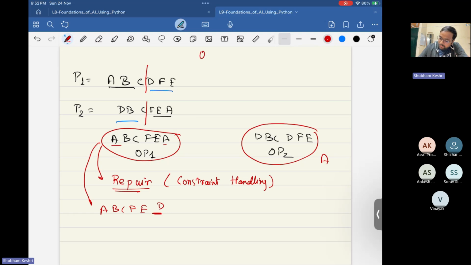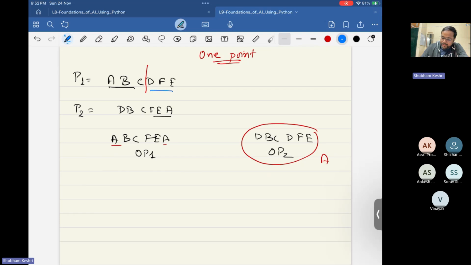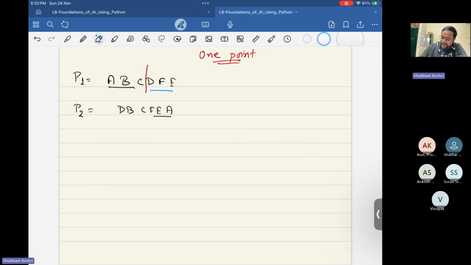So over here we are talking about 1-point crossover. I'll give you one more example. Another example of crossover for this traveling salesman problem is that whenever you are doing crossover, you select the crossover point for one parent. So I'm selecting the crossover point for parent 1. My offspring 1 will become this region of parent 1. I'll say A, B, C is my first part of offspring 1 from parent 1.